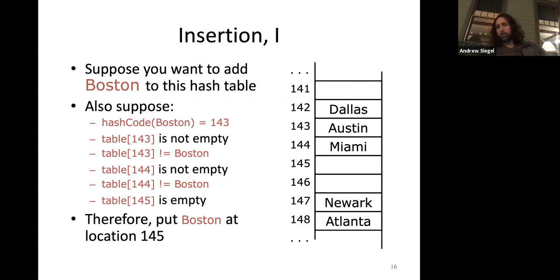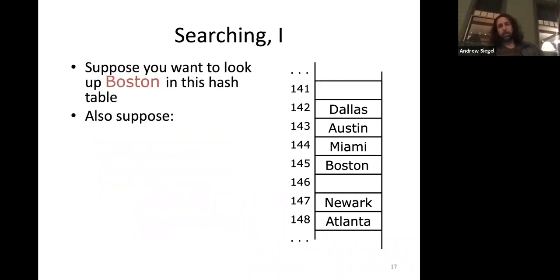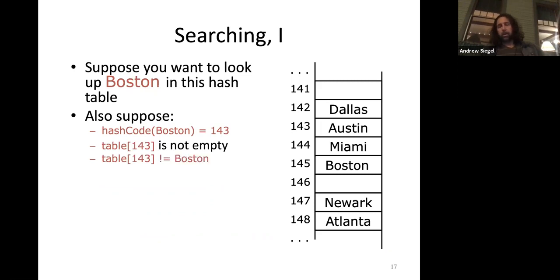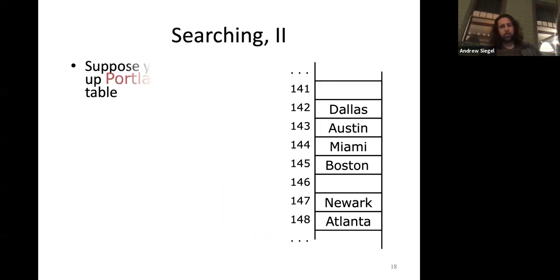That way you don't have to create these lists that cost extra memory, and you use what you have already in the underlying hash table memory layout. So we slide Boston in there. Now say we want to look up Boston in the hash table. It's the same thing. Suppose that the hash code of Boston is 143 and you look there and you test and find out it is not Boston. In fact, it's Austin. So you advance to 144, same thing, 145, and you find Boston. So you're able to find it where you originally stored it, at location 145.